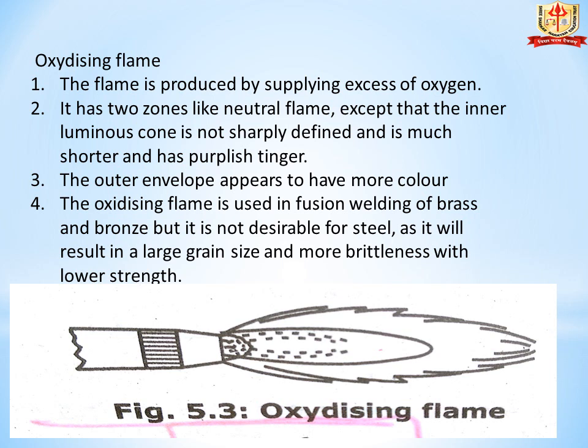Point number 3, the outer envelope appears to have more color. Point number 4, the oxidizing flame is used in fusion welding of brass and bronze but is not desirable for steel, as it will result in a large grain size and more brittleness with a lower strength.